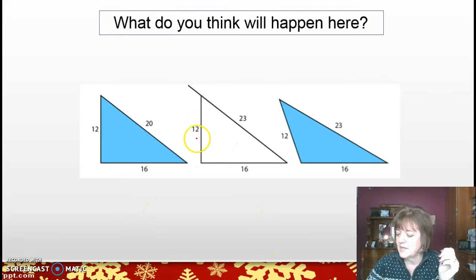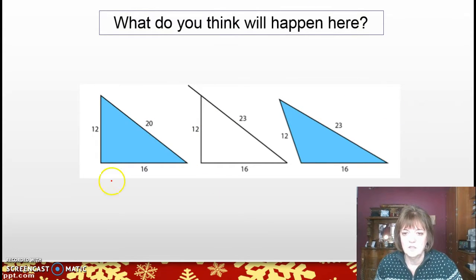Where's my pen? I'm trying to get my pen so I can point to it with you guys. Oh, goodness gracious. Where'd it go? I have no mouse. Wait, I have a mouse when it's down here.